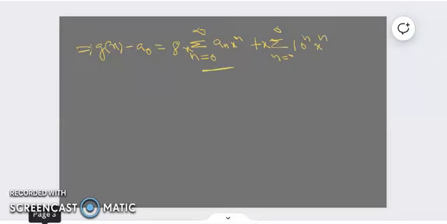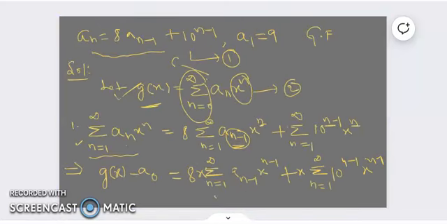Now g of x minus a naught equals to 8 into the summation, which can also be written as n equals to 0 to infinity a n x power n, plus summation n equals to 0 to infinity x into 10 power n x power n, because this summation and the summation in the above step are both equal.